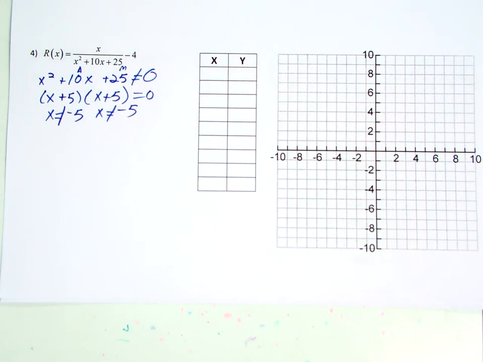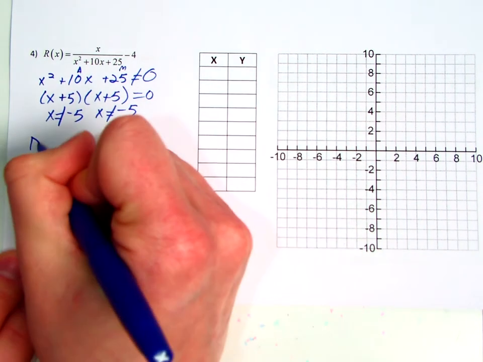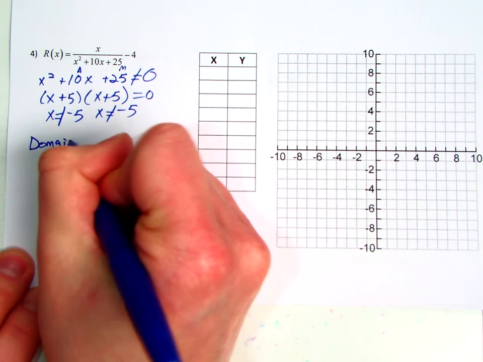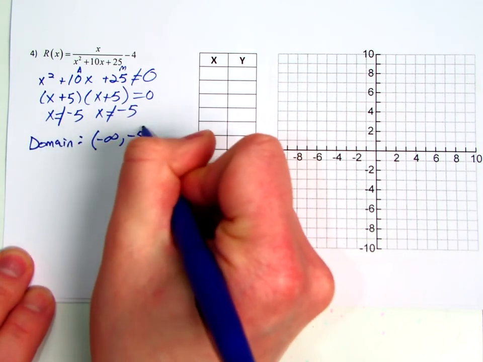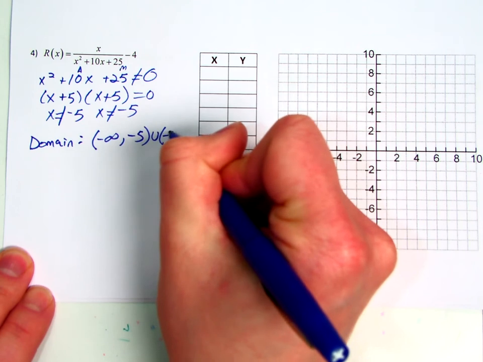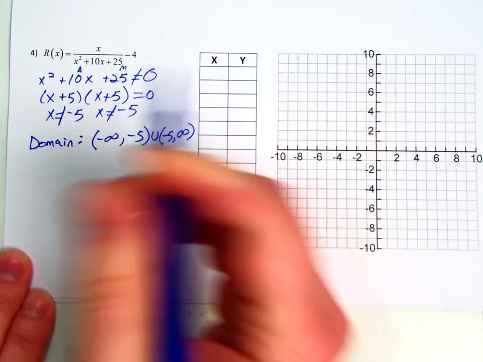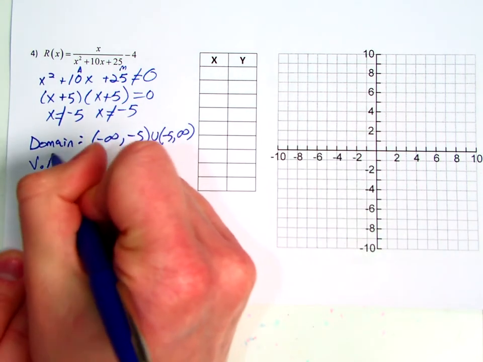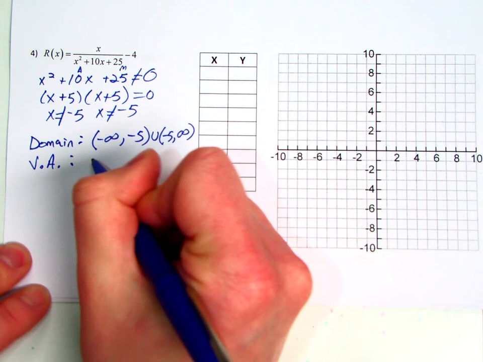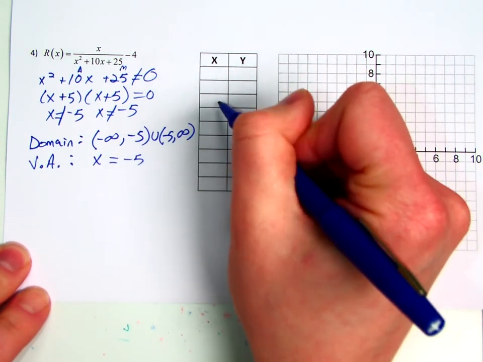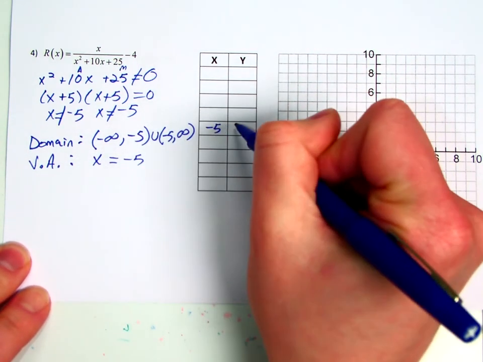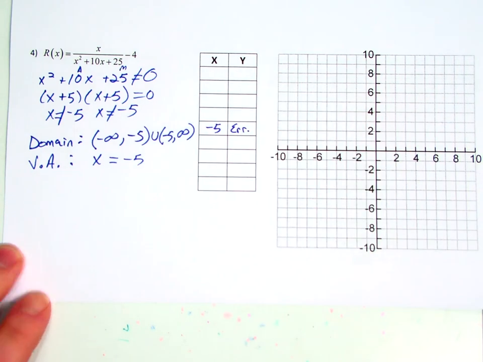So that tells me that my domain is everything from negative infinity up until negative 5, but not including it, united with everything from negative 5 to positive infinity, and that my vertical asymptote is at x equals negative 5, so that'll go in the middle here, which we know should give us an error when we graph it.